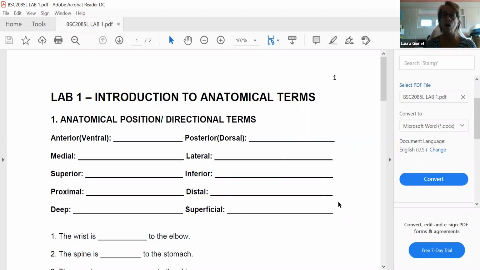Proximal and distal are terms generally used on extremities and their relationship to the point of attachment of that extremity to the core of your body. So points on the arm would be relative to the shoulder joint, points on the legs would be relative to the hip joint. So proximal means closer to the point of attachment and distal means further away from the point of attachment.